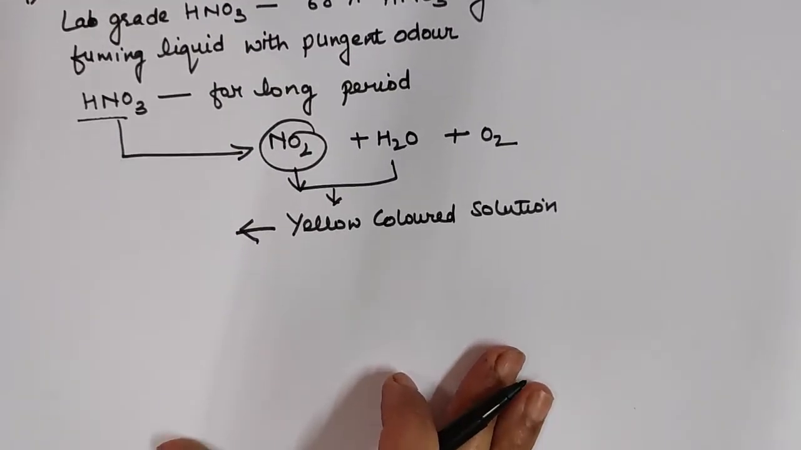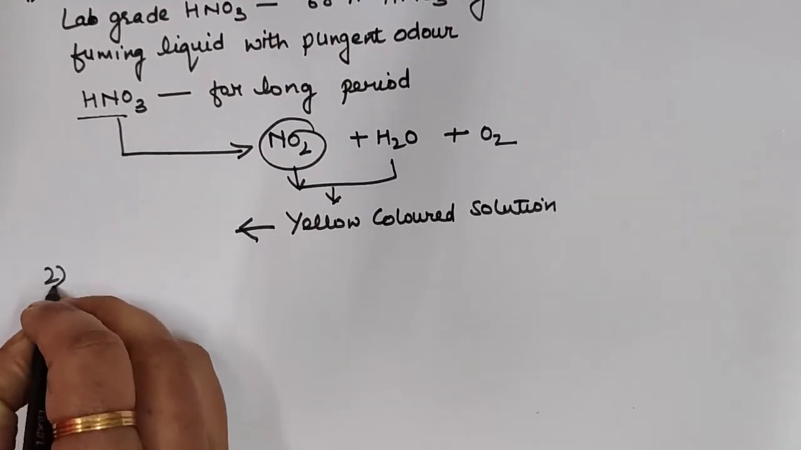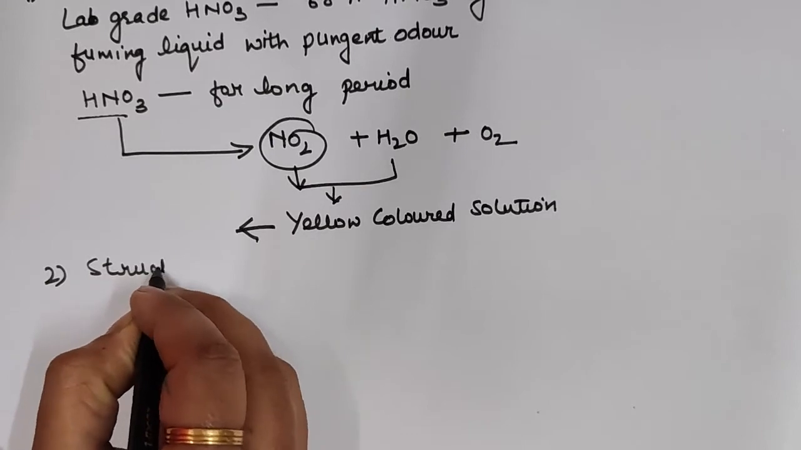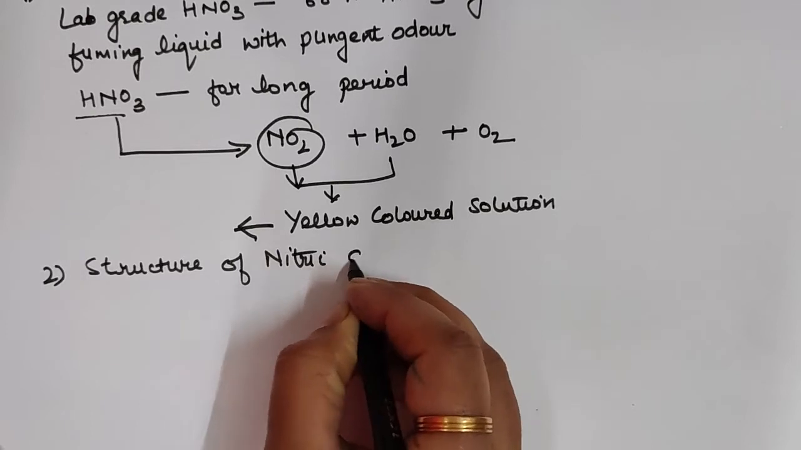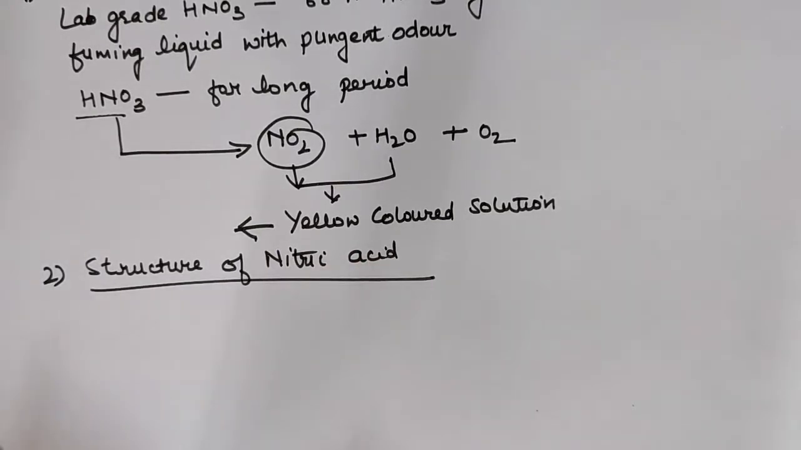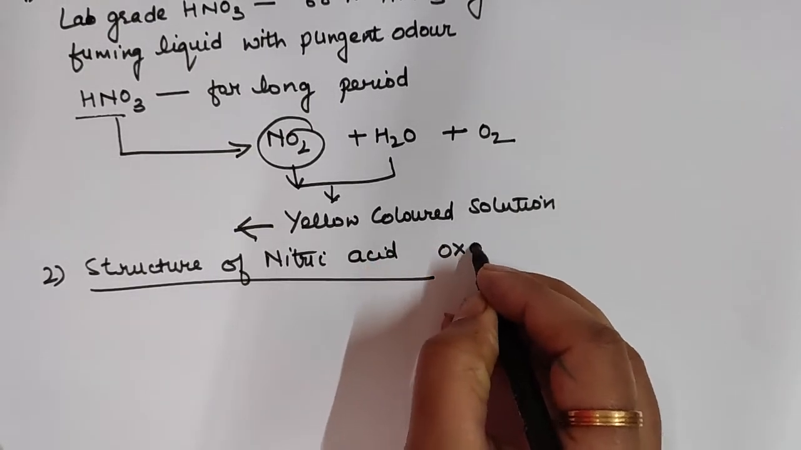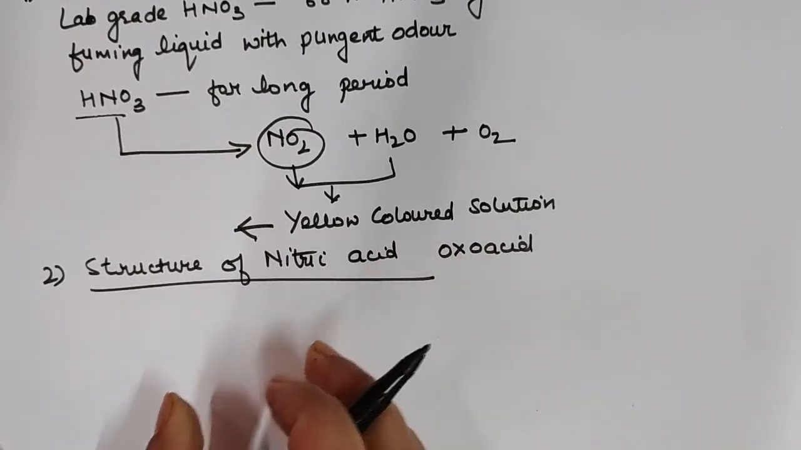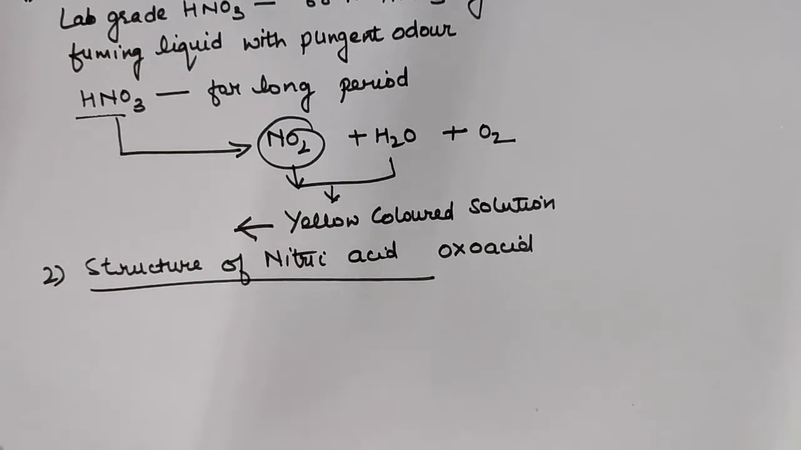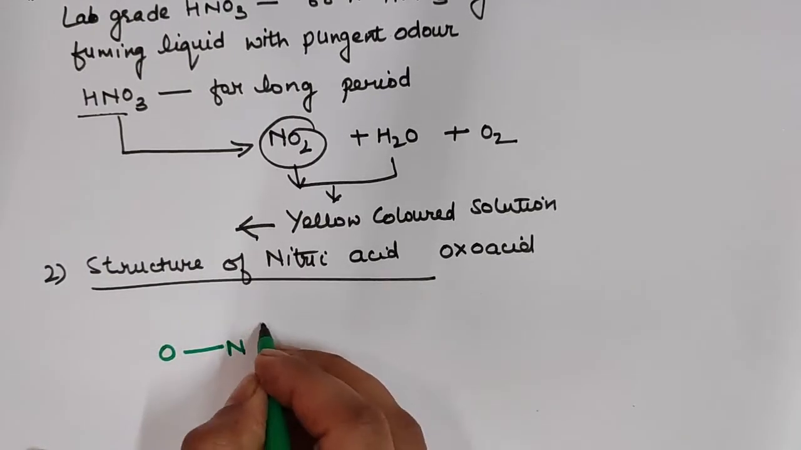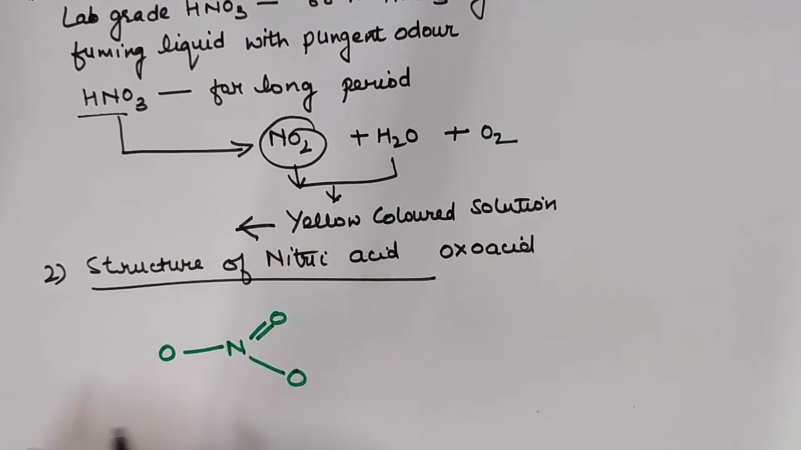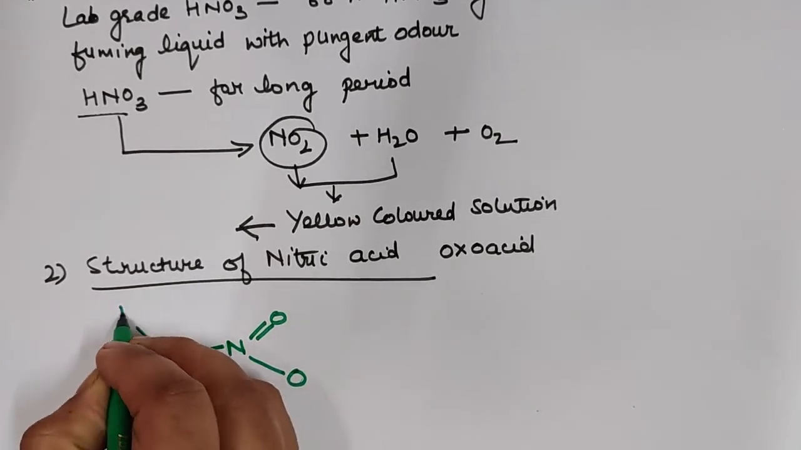So the next is structure of nitric acid. Now as I told you, nitric acid is an oxo acid. So you have here oxygen linked to nitrogen. So here what will be there? Oxygen linked to nitrogen in this way and in this way, and in this way.